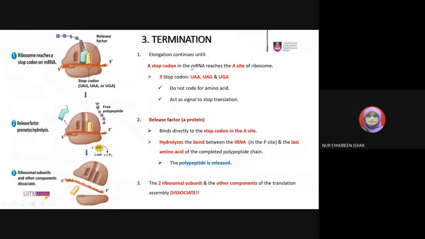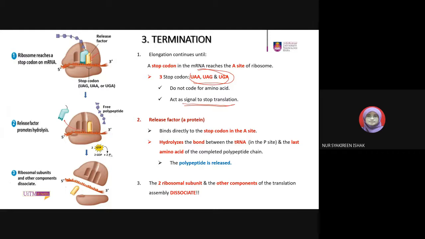Okay, so the last one is termination. So termination has these steps. Elongation continues until a stop codon in the mRNA reaches the A site. So when the A site has a stop codon, either of these three stop codons, which is UAA, UAG, and UGA, kan? So bila either of these three stop codons enters into the A site, that is the signal for termination. It does not code for any amino acid, and it acts as a signal to stop translation.